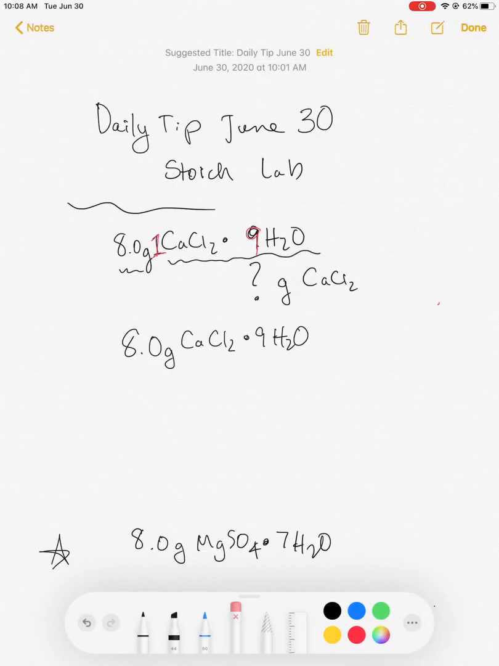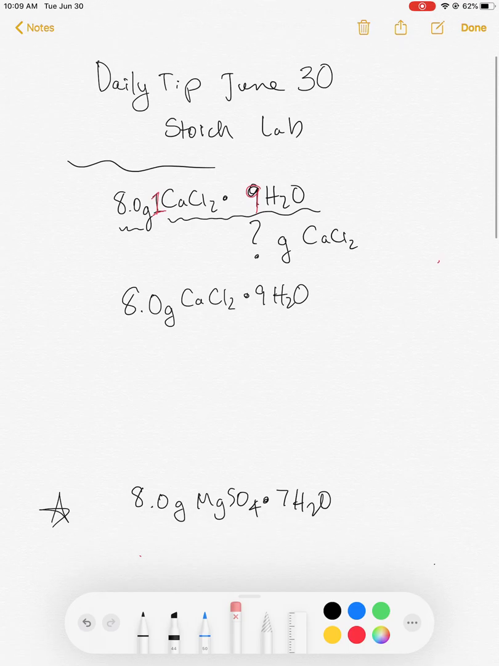All right, daily tip, take 2 from yesterday about the stoichiometry lab. I want to start with a couple of questions that are in your conclusion, except I'm using different numbers. There's a question about if you take 8 grams of the hydrate, how many grams of the anhydrate do you have? I want to make sure that you understand that this little dot right here is not a multiplication sign.